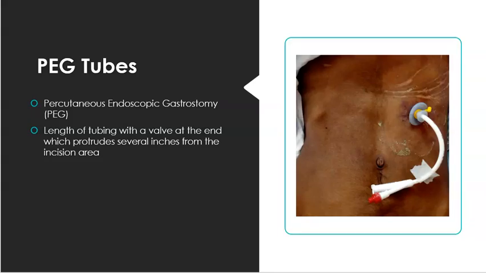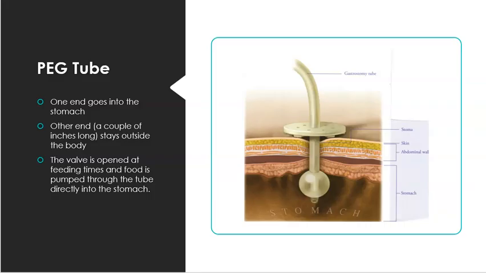The next thing would be a PEG tube. So this is percutaneous endoscopic gastrostomy, a PEG, a length of tubing with a valve at the end, which protrudes several inches from the incision area. Here's another picture of what it would look like internally. One end goes into the stomach, the other end, a couple of inches long, stays outside the body. The valve is opened at feeding times and food is pumped through the tube directly into the stomach.